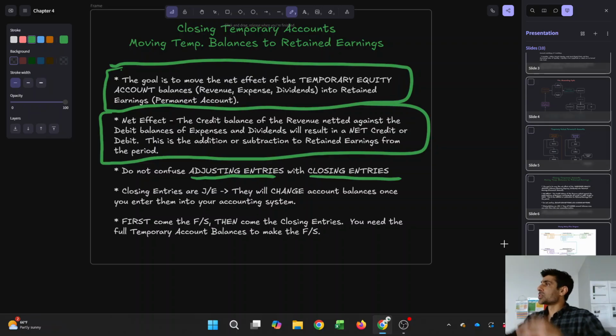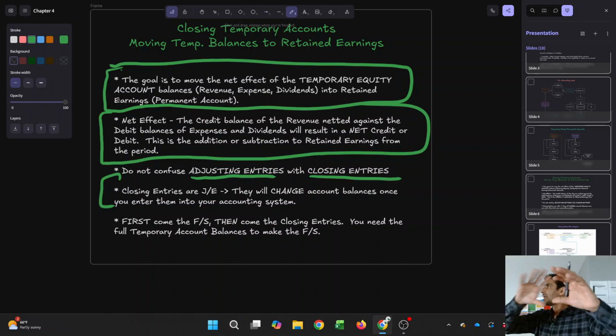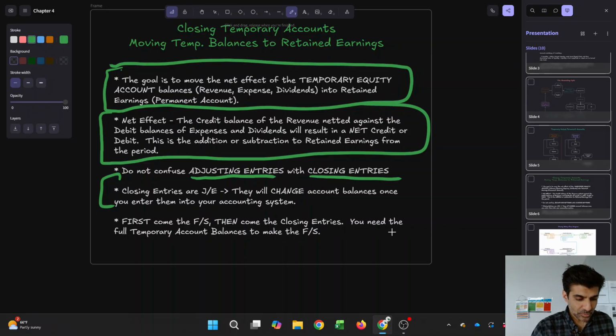Unlike the financial statements, which are just compiling things, these closing entries will actually change our balances. It's going to make revenue go to 0. It's going to make all the expense accounts go to 0. It's going to make the dividends go to 0. And whatever the net effect of that is, retained earnings is going to change. So after we do these journal entries, it's going to actually change balances in our accounting system. Make sure you're clear about that.